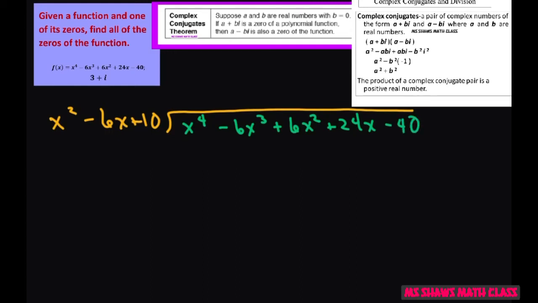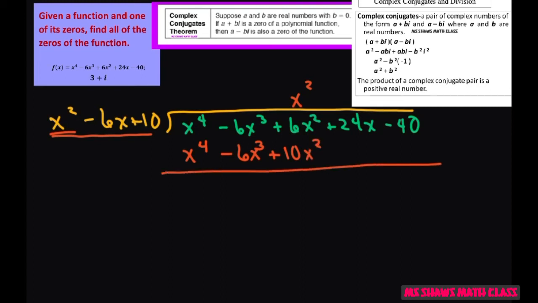All right, so let's see what we have. We're going to say what times x squared gives me x to the 4th, and that's going to be x squared. All right, so you multiply x squared times each of these terms. It gives you x to the 4th, and then minus 6x cubed plus 10x squared. All right, and then you subtract. Those go away, and you get negative 4x squared here, and it's going to be plus 24x there.